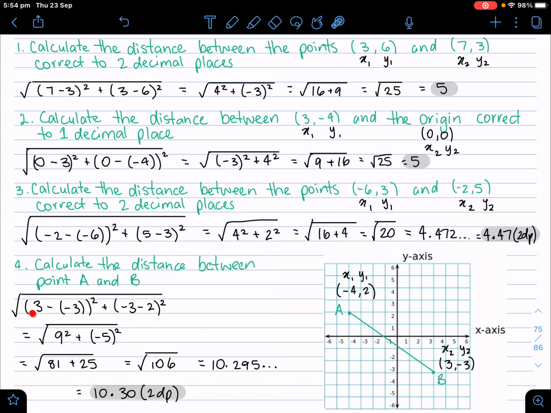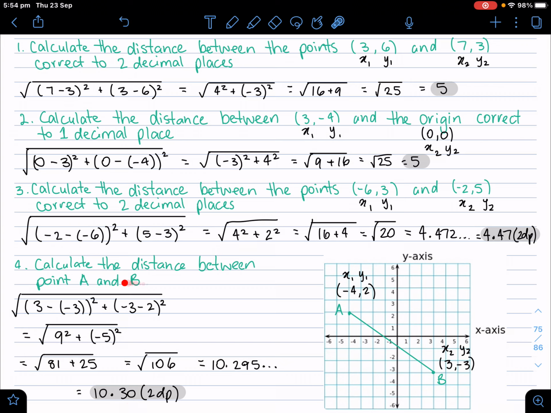So here, once I've substituted it in, I have to be very careful with my negatives. 3 plus 3 squared is 9 squared. Minus 3 minus another 2 squared is minus 5 squared. 9 squared is 81. 5 squared, or minus 5 squared, is 25. 81 plus 25 is 106. And I rounded this off to 2 decimal places.